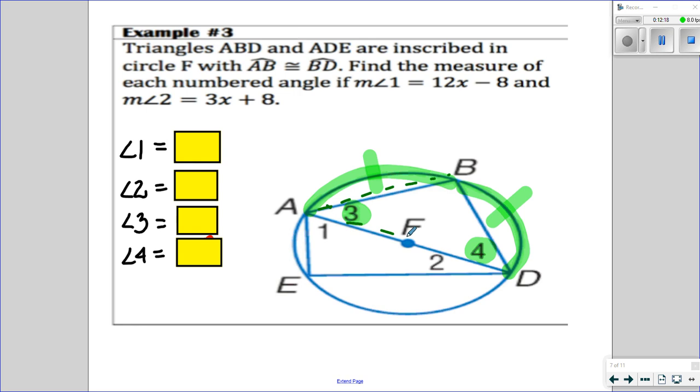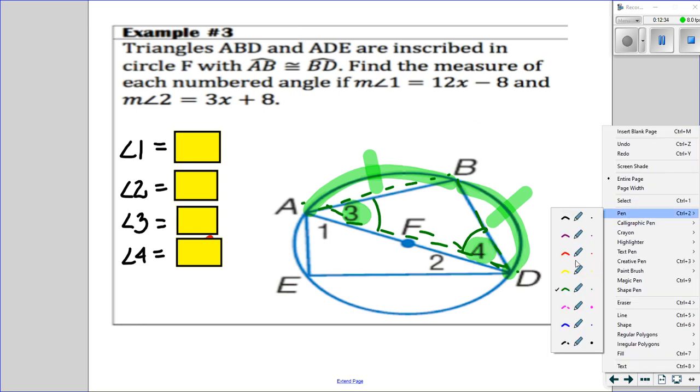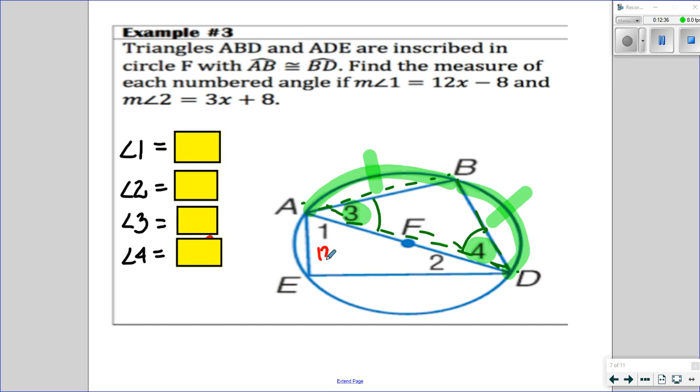I'm just going to show them. All right, so now they want us to find all the measures of the angles in that circle, and they told us that angle 1 is 12x minus 8, and I'm going to put that in there. So 12x minus 8, and then angle 2 is 3x plus 8. All right, so first thing we need to do, we need to find out where to begin.